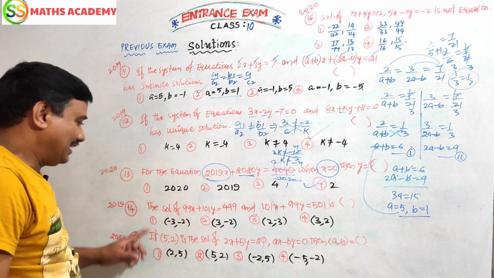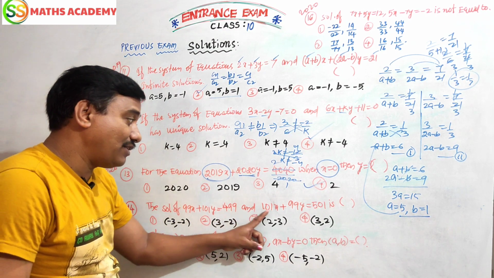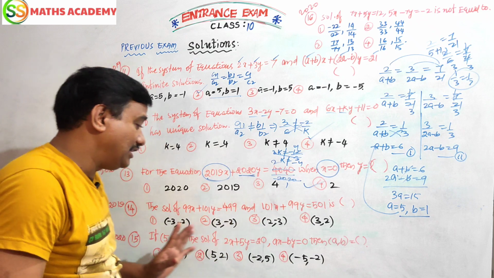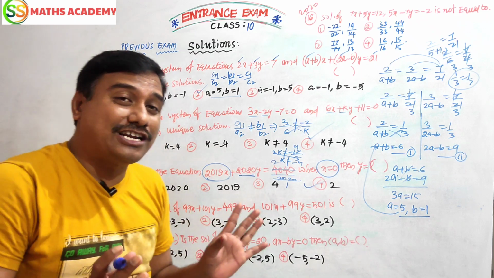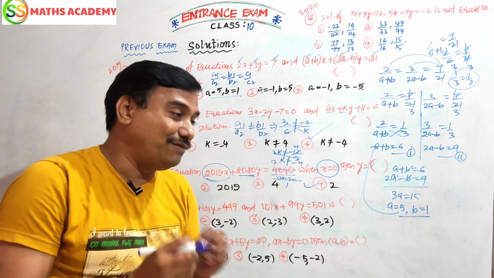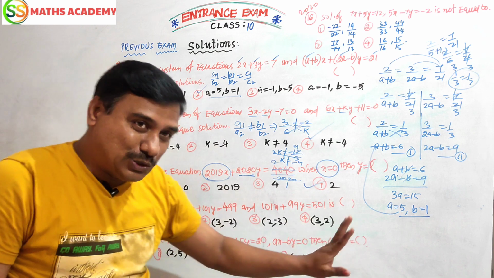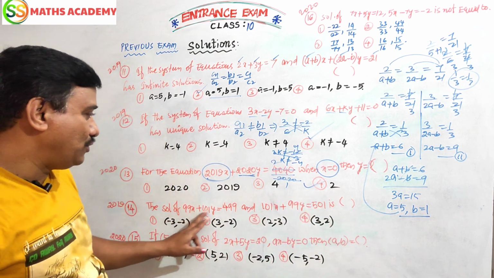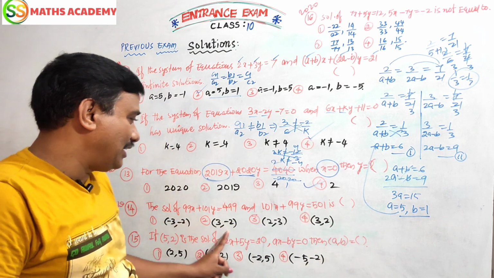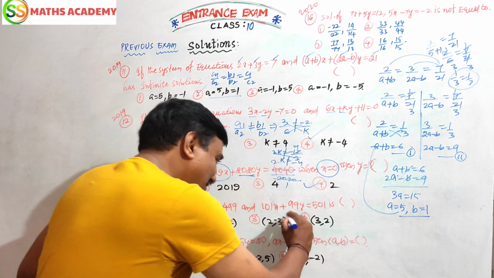Next. If the solution of 99x plus 101y equals 499 and 101x plus 99y equals 501, what is x and y? If you are doing substitution and multiplication methods, you can take minimum 2 to 3 minutes, and time will be lost. Easy method: answer to question. Here positive, here positive; here negative, negative, negative. This is the answer, 100% that is the answer.